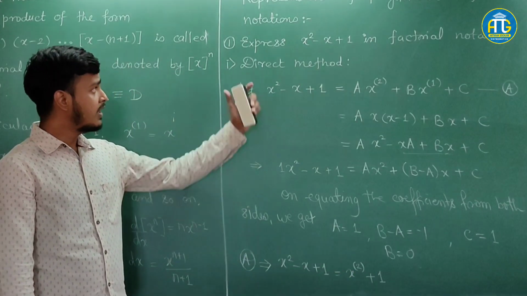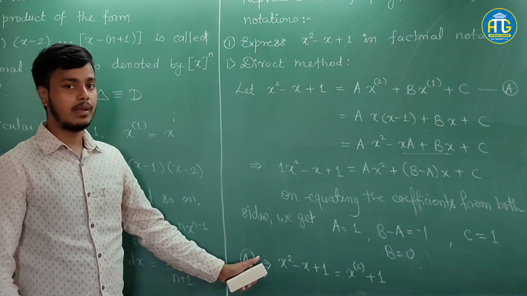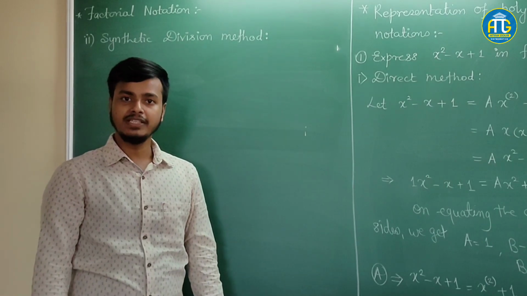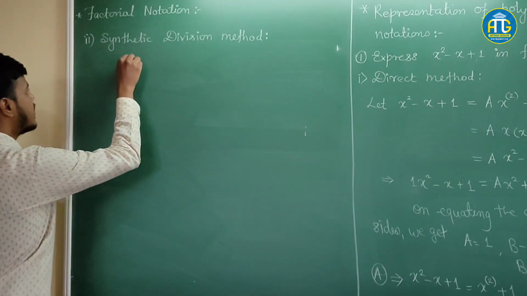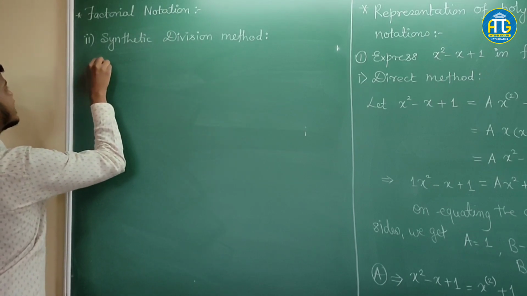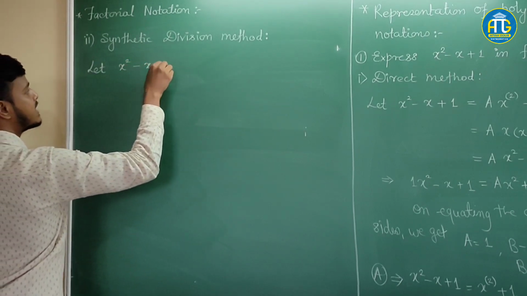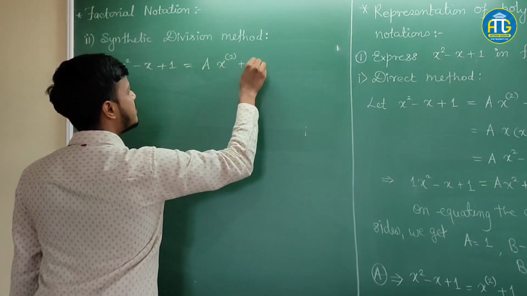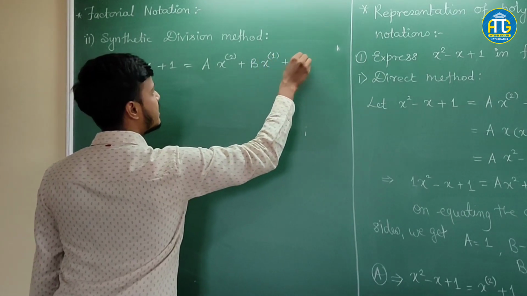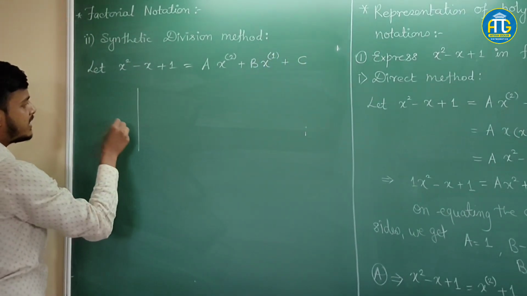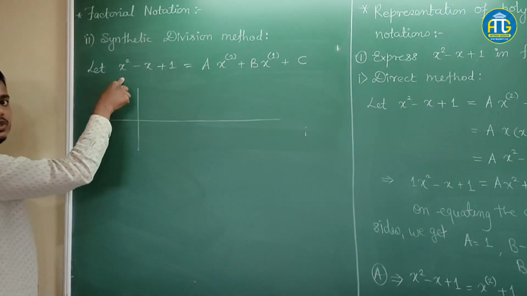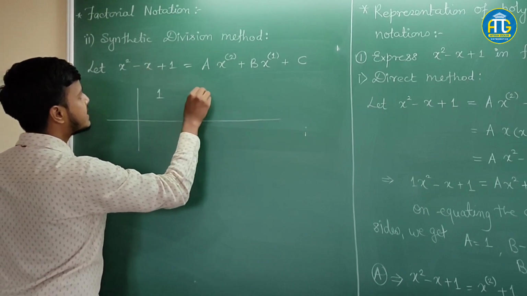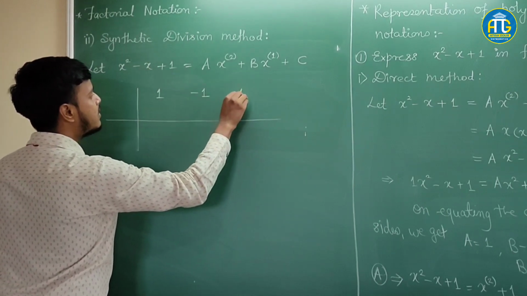Okay. Now let's solve the same problem with the help of the synthetic division method. So this is the next method, that is the synthetic division method. So here what you need to do is, you just have to write down the same thing. Let x square minus x plus 1 is equal to a x raised to 2 factorial plus b x raised to 1 factorial plus c. Now after that you need to write down the coefficients of this polynomial. What is the coefficient of x square? 1. Coefficient of x, minus 1, and the constant term 1.